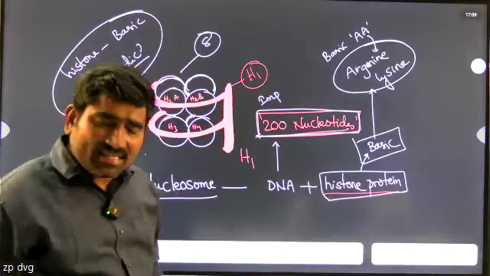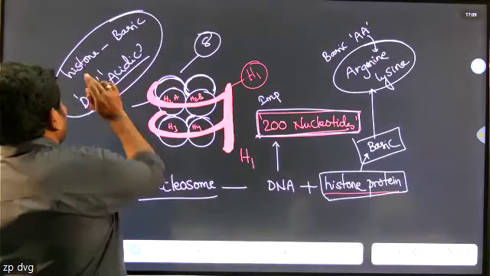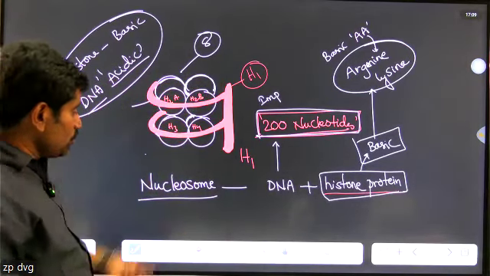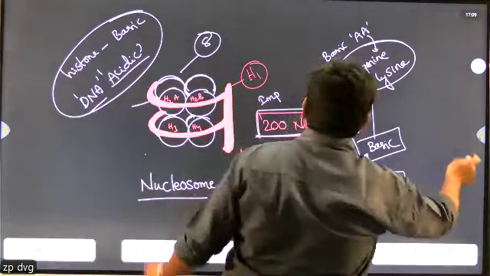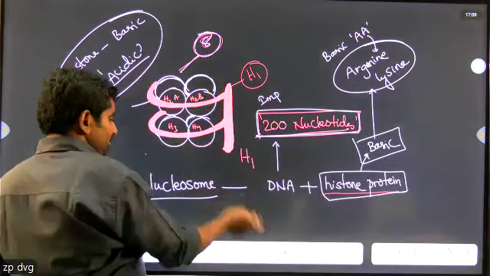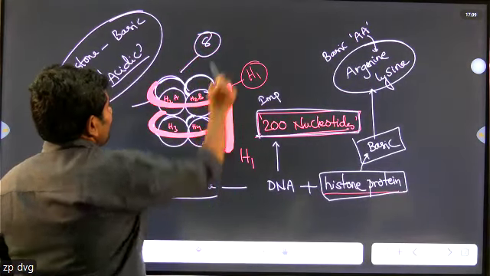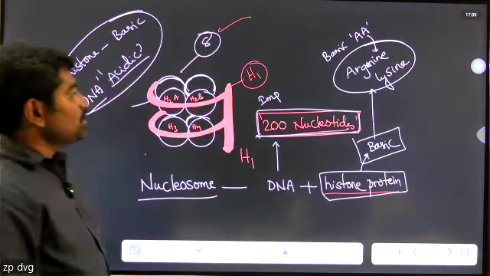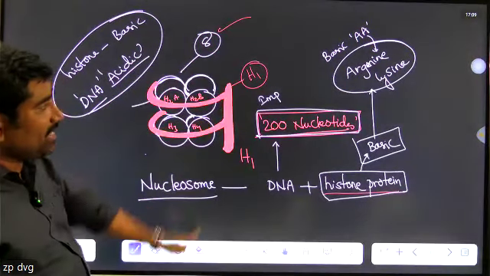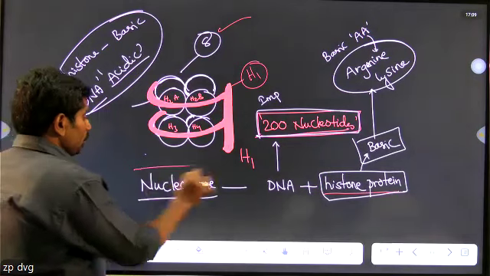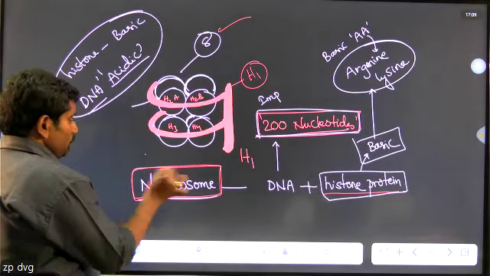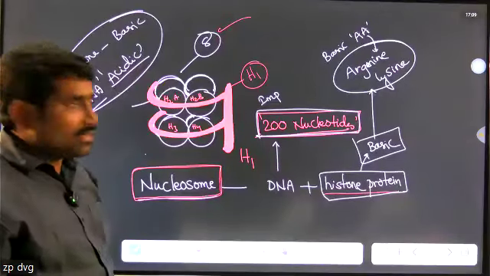As histone proteins are basic and associated with DNA, nucleosomes will be formed. Already we have seen the diagram here. This is the nucleosome. You can see the histone protein octamer of 8 histone proteins here. So the histone protein octamer plus 2 rounds of DNA is called one nucleosome. Clear? That is the concept.